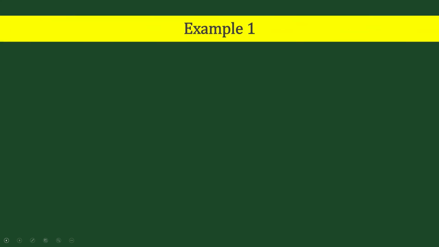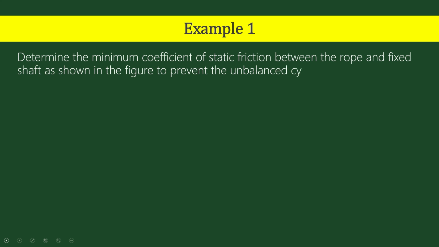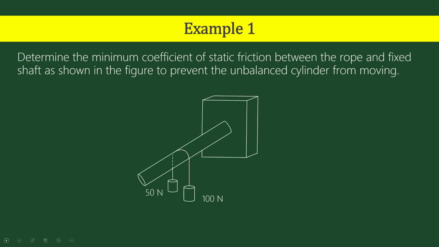So, let us consider example number 1. Determine the minimum coefficient of static friction between the rope and fixed shaft as shown in the figure to prevent the unbalanced cylinder from moving. Read the example carefully first: we have to find the coefficient of friction between the rope and that shaft. Let us see, this diagram is given.